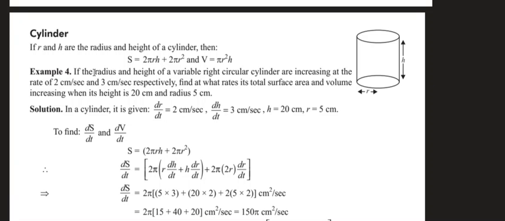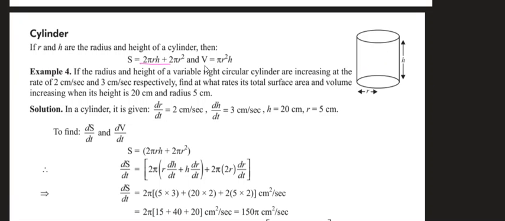Right. Now let us consider cylinder. In the case of a cylinder with radius r and height H, you know that the total surface area is nothing but the curved surface area plus 2 circle areas. So 2 pi r H plus 2 pi r squared. That is the formula for total surface area.